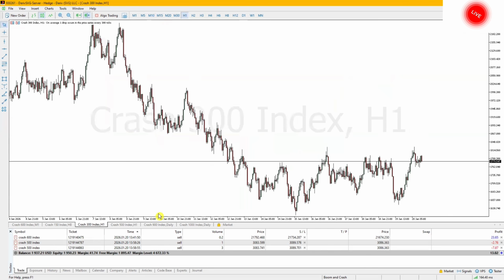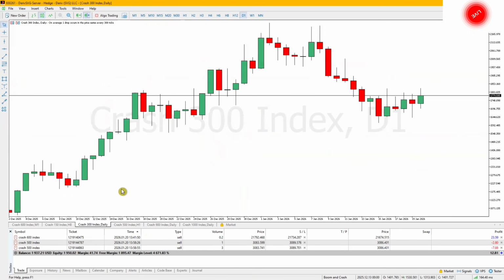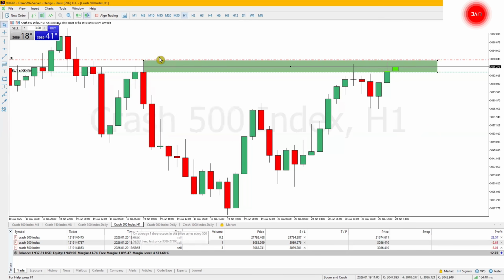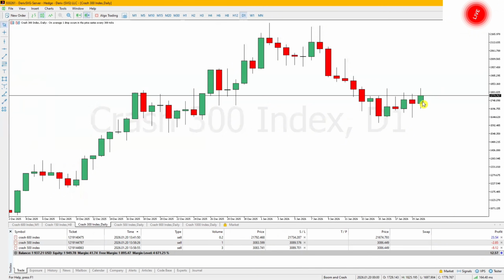Okay, so let's move forward. Let's start on daily. You can see here the daily. This looks similar to the Crash 500 in terms of the candle that we see. We have a bullish candle, not quite similar, but we do have a bullish candle here. This is the Crash 300. Guys, it's actually nicer when the bullish candle is on top.